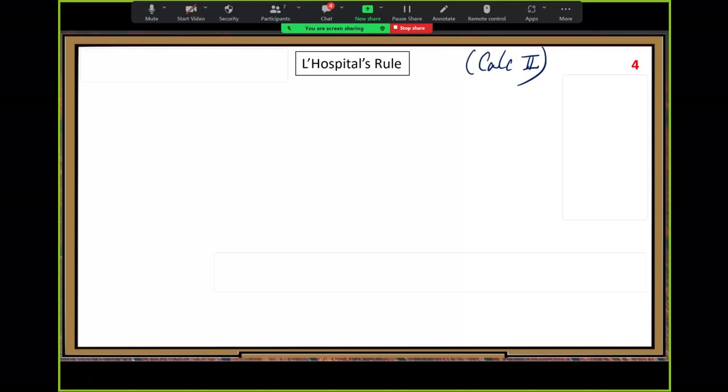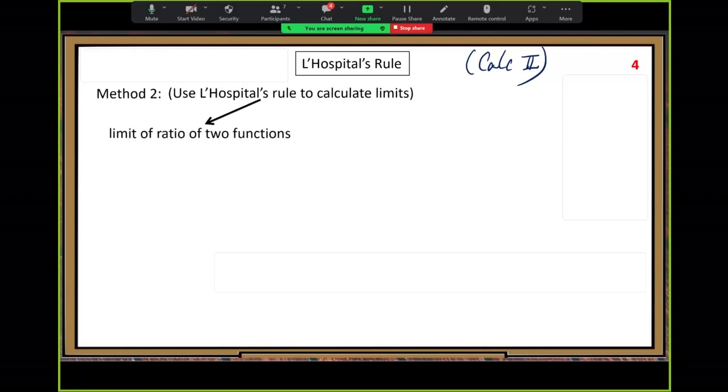All right. So method 2, use L'Hopital's rule to calculate the limits, the limit of the ratio of these two functions. The essence of L'Hopital's rule is that when you calculate the limit of the ratio of two functions, you can convert it to the limit of the ratio of two derivatives. That's the main ingredient of L'Hopital's rule.